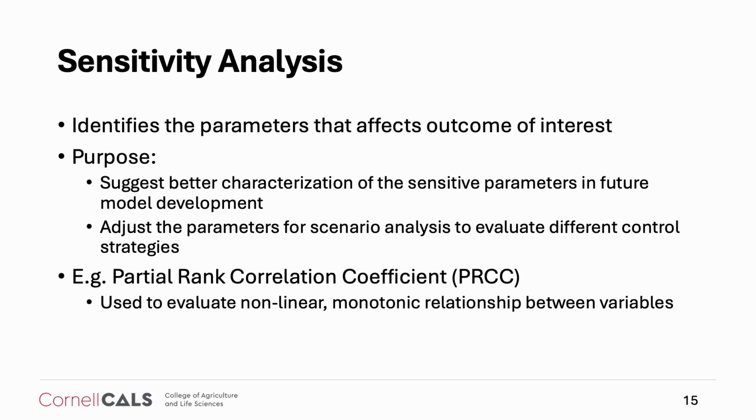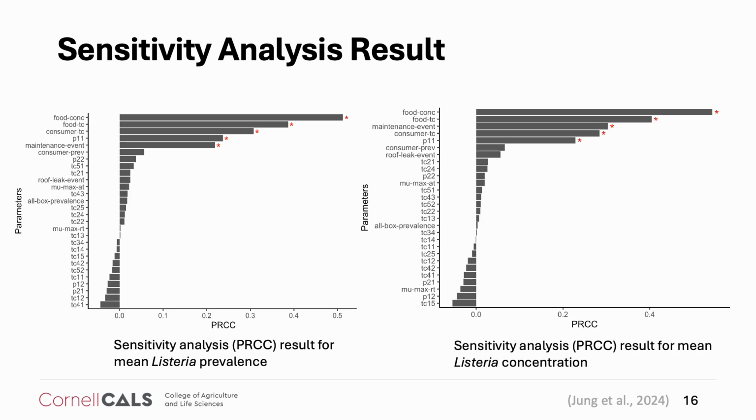Here we see 2 figures showing the sensitivity analysis results that used partial rank correlation coefficient method. The left hand of each figure shows the abbreviations of all the model parameters that were evaluated in the ABM developed for the produce section of the retail store, which I won't go into too much detail, but the parameters highlighted with red asterisks show the top 5 sensitive parameters that were statistically significant. Let's first look at the top 5 parameters on the left figure.